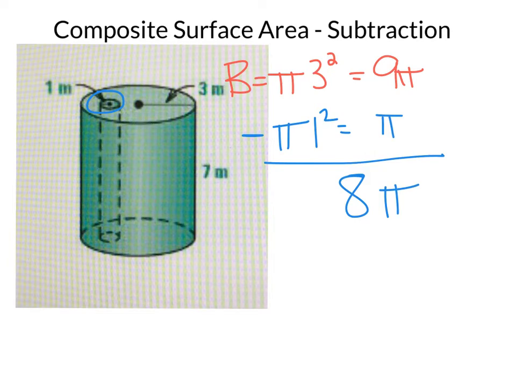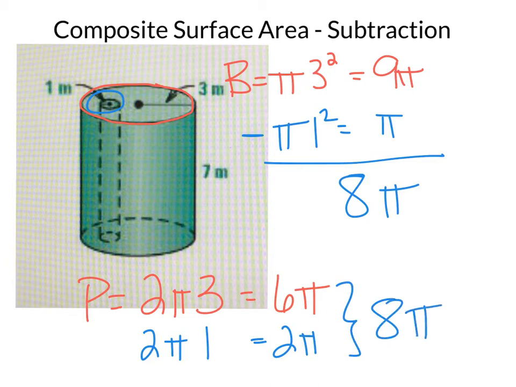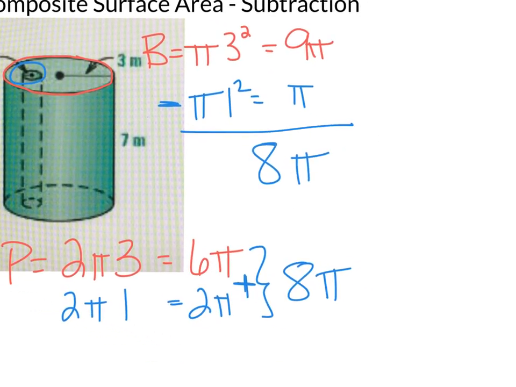Okay, so now we have to calculate the perimeter. Perimeter is circumference, so 2 times pi times r. Okay, 6 pi for the big circle. And then for the small circle, 2 times pi times a radius of 1 is 2 pi. So the perimeter in this case is also 8 pi. We add perimeter, we subtract base area.